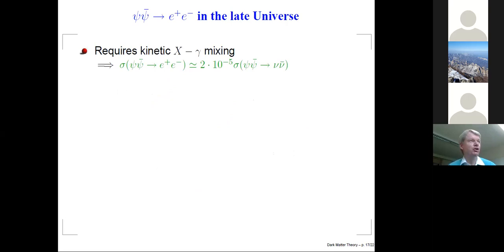Now, the last thing I want to discuss is the annihilation of our dark matter particle into e+ e- pairs in the relatively late universe. Now, this, of course, again requires this kinetic mixing with the photon of the X boson. Therefore, the annihilation cross-section into e+ e- is about 2 × 10⁻⁵ smaller than the one into neutrinos. Okay, this is the one that sets the relic density. So normally you would say that this one is completely negligible because of this 2 × 10⁻⁵ factor. However, this need not be the case.